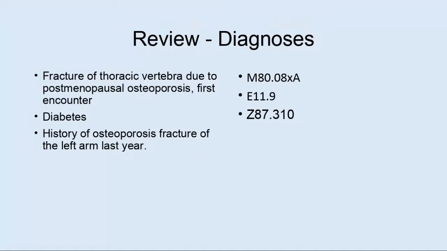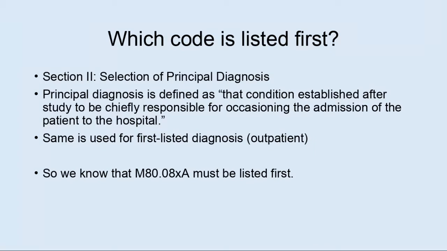Okay, so let's look at the codes we've selected so far and make sure that we're on the right track. Fracture, M80.08XA, got it. Diabetes, E11.9. History of fracture, Z87.310. Okay, so we're good. But the next question is, which code is listed first?